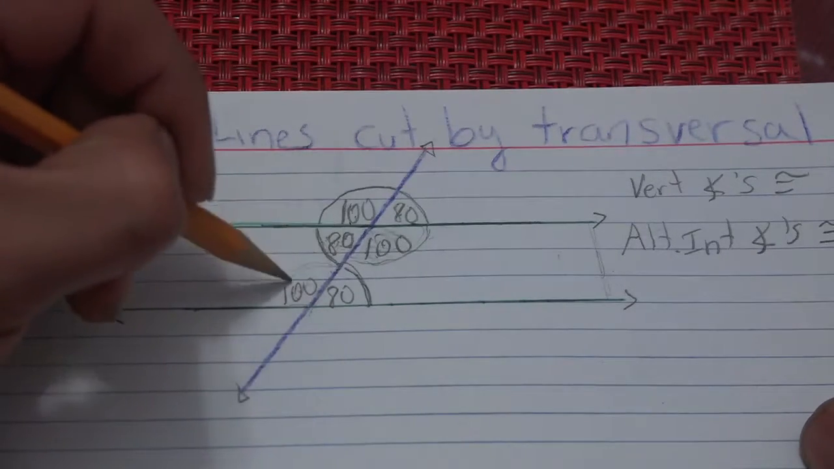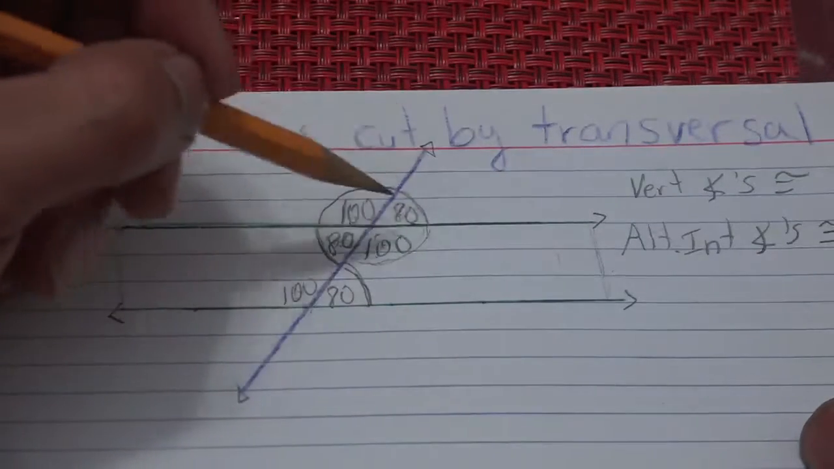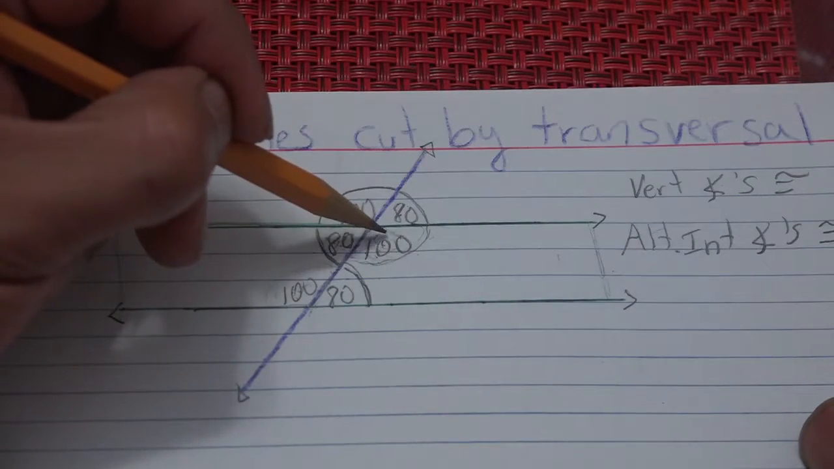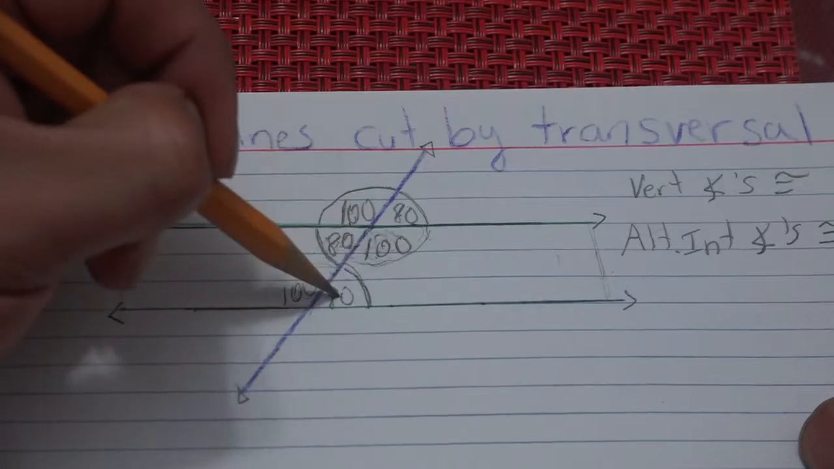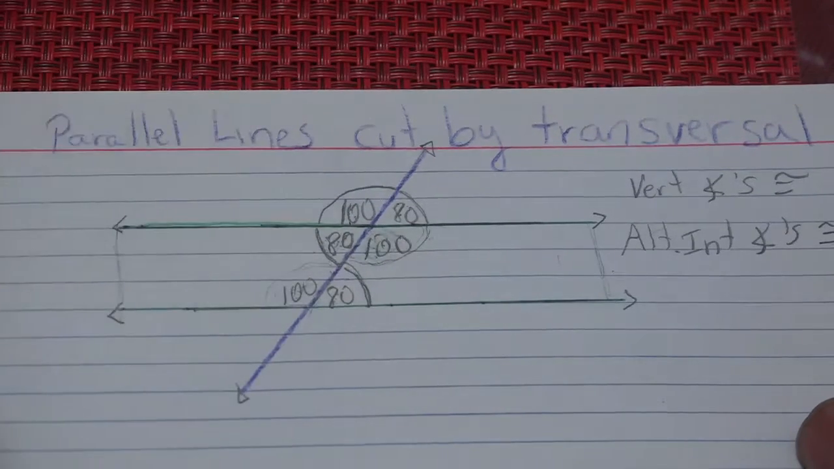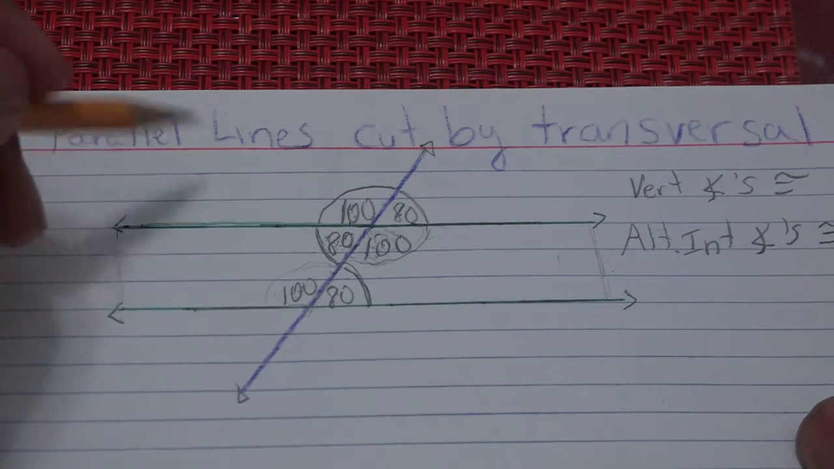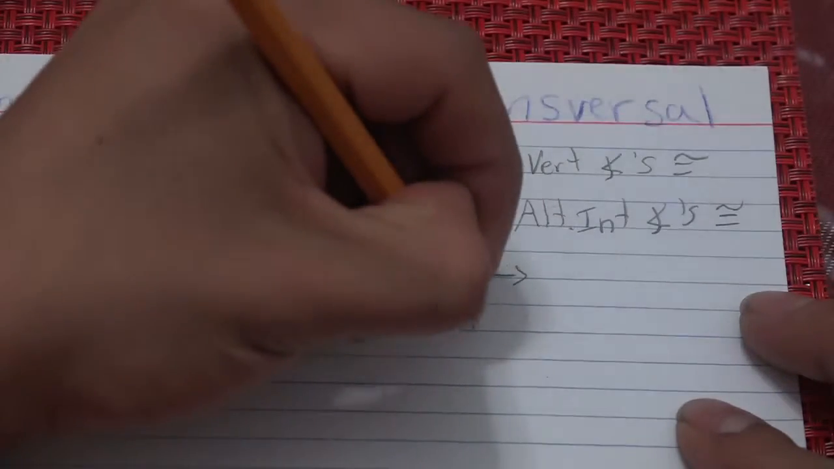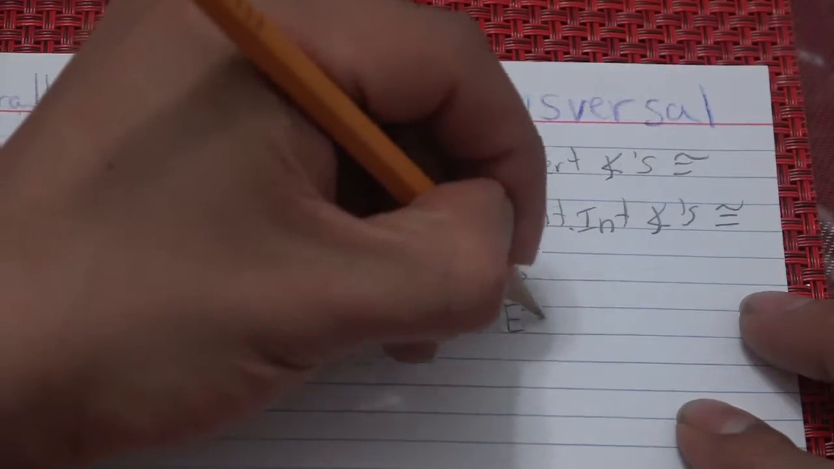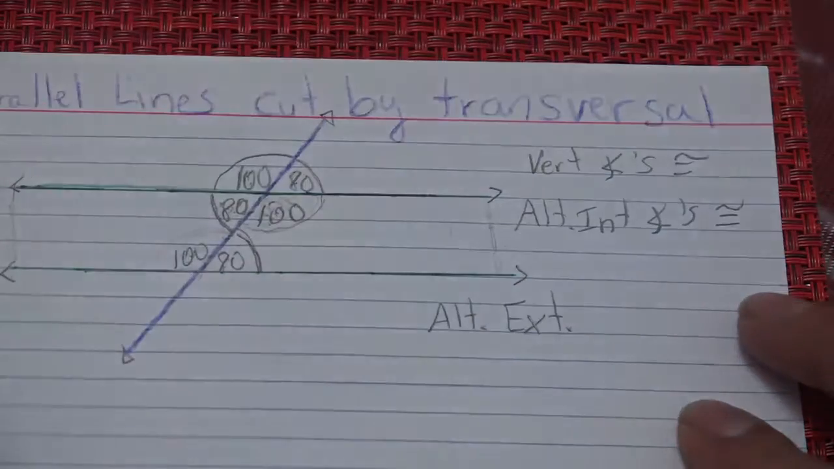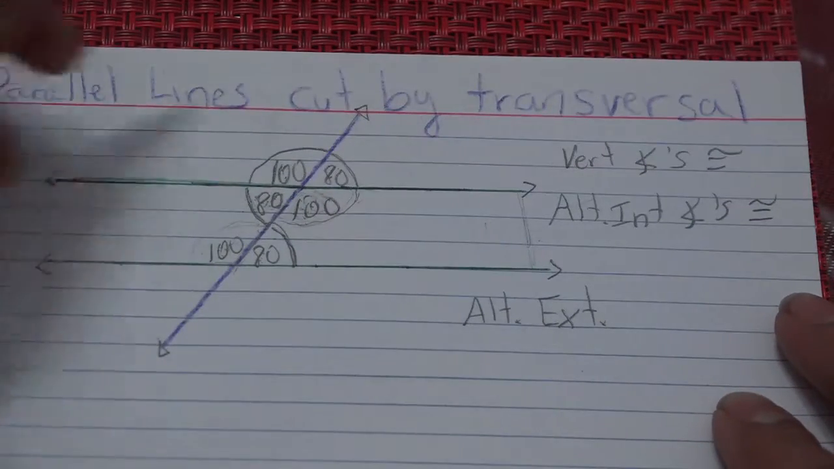So now we know about it. Let's go on to the other side and let's see if it's true. Same side interior angles. Yep, 180 is 180. Beautiful. Anyways, now let's talk about alternate exterior angles. Okay? So let's see.